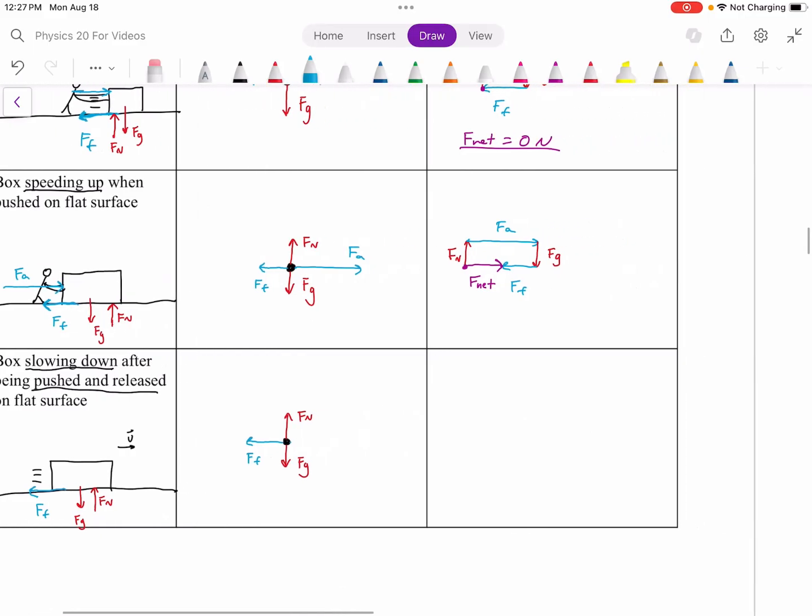Let's see it with our VAD. We've got our normal force up, tip to tail, our force of friction to the left, and then downwards, tip to tail, we've got our force of gravity, okay? And we're done.